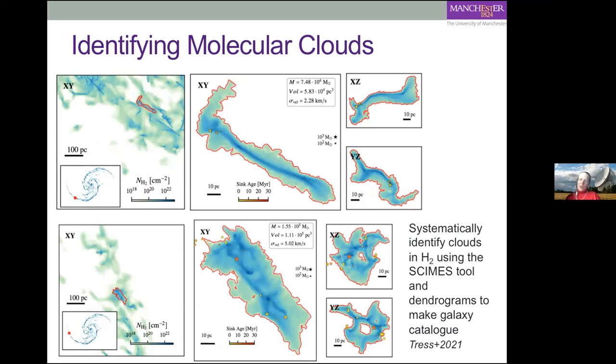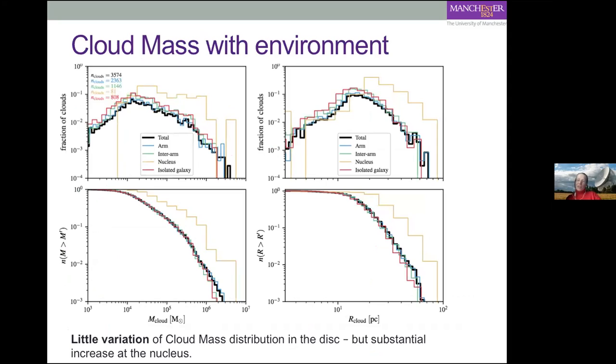And again, we can think, okay, what do we learn about star formation in comparison to observation? So we just looked at the distribution of these things. And our hypothesis was that within a disk, you might find larger clouds in the spiral arms, for example. And again, this was completely untrue, which was a bit surprising.